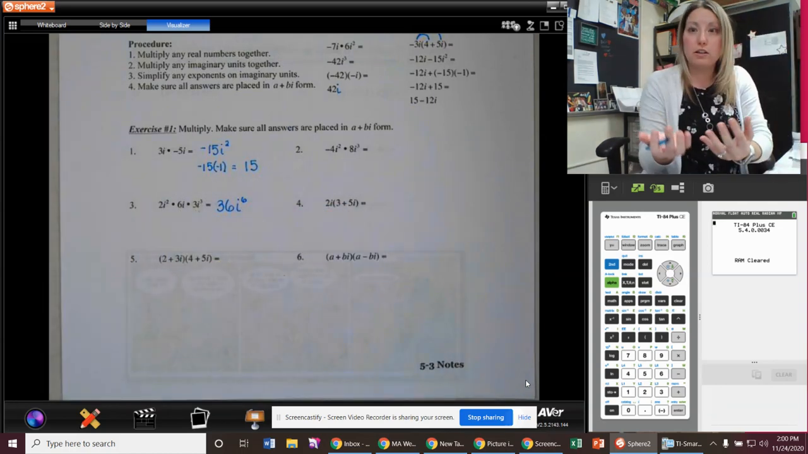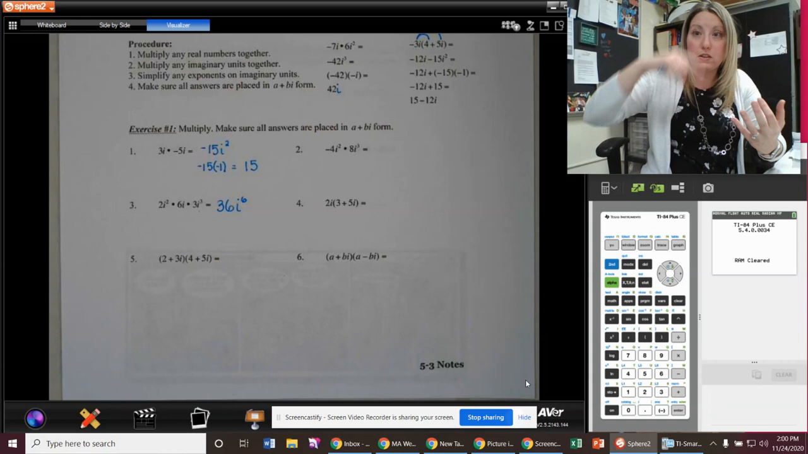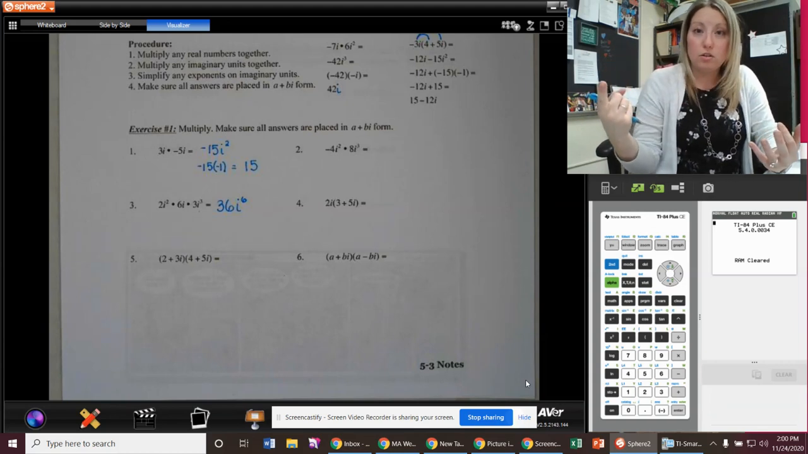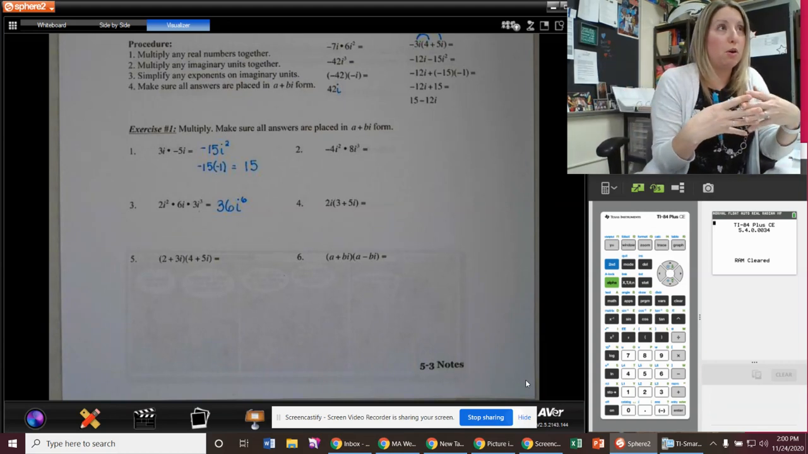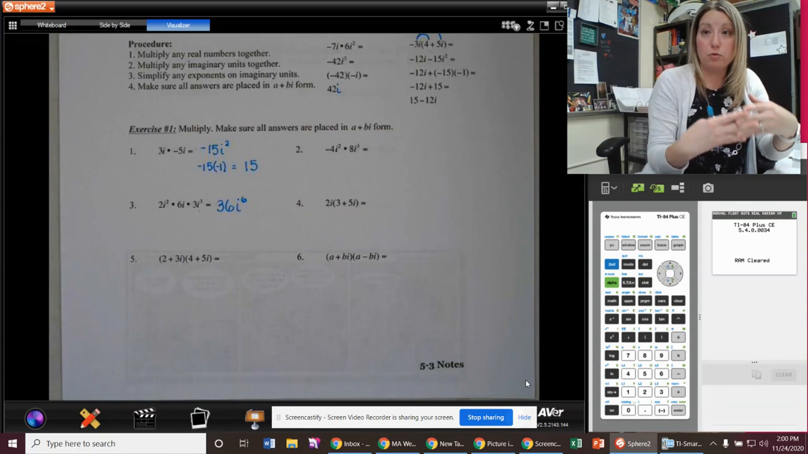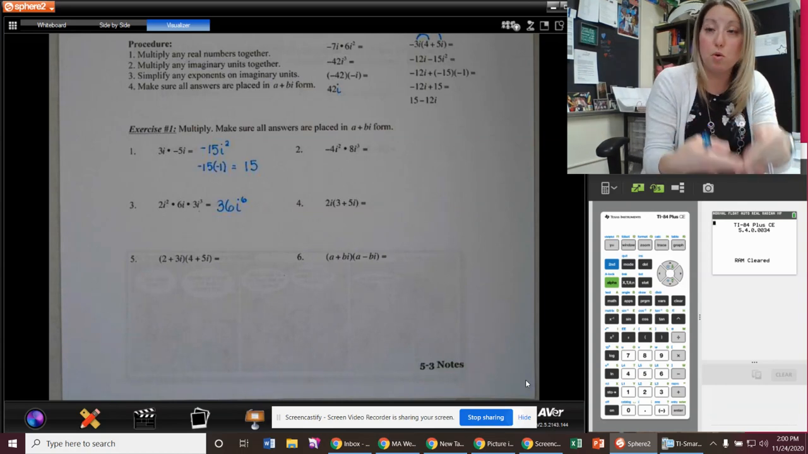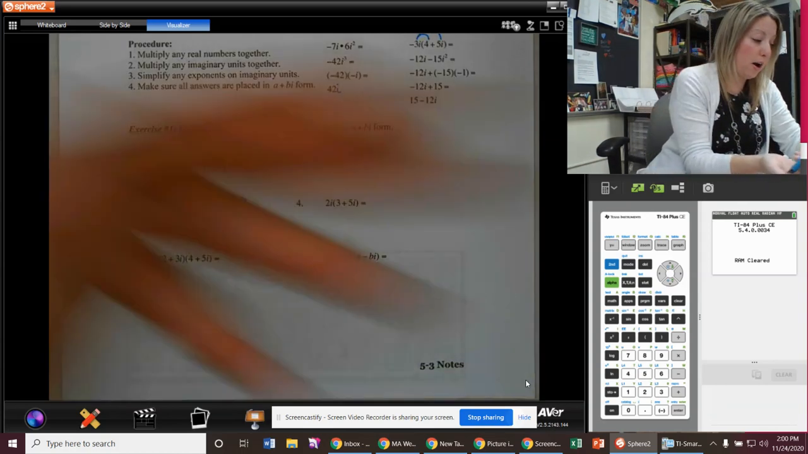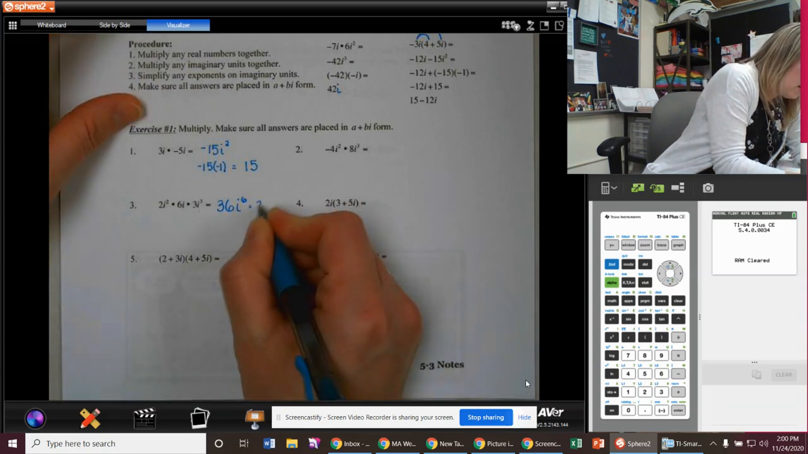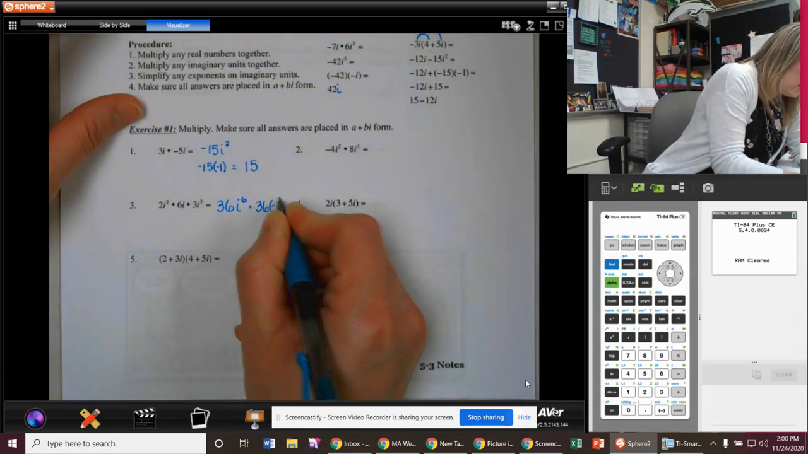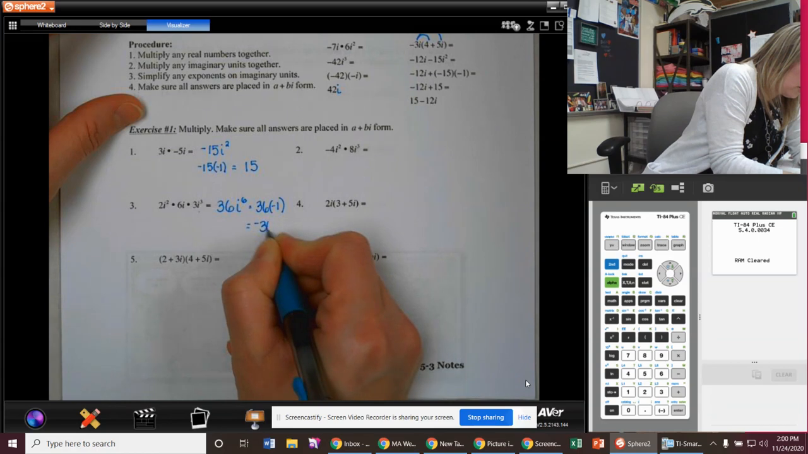So i to the sixth power, what's it equivalent to in the cyclical powers? The closest multiple of 4 without going over is 4. 6 minus 4 is 2. That means it's equivalent to i squared. And what do we know i squared to be? Negative 1. So 36 times negative 1 is negative 36.